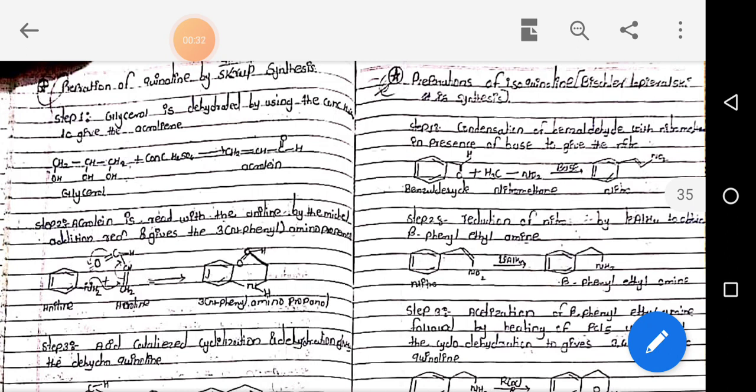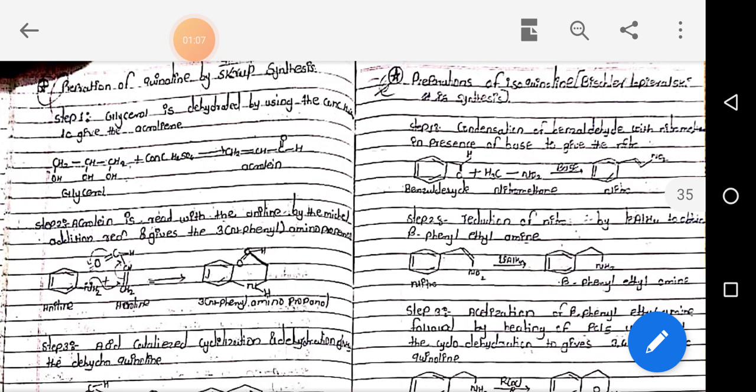First step is the condensation of benzaldehyde with nitromethane in presence of a base to give rise to the first intermediate. So in the first reaction, benzaldehyde reacts with nitromethane. There is an addition type of reaction.